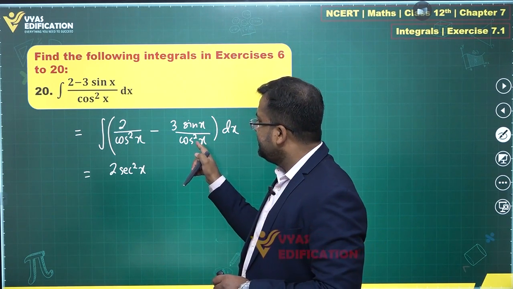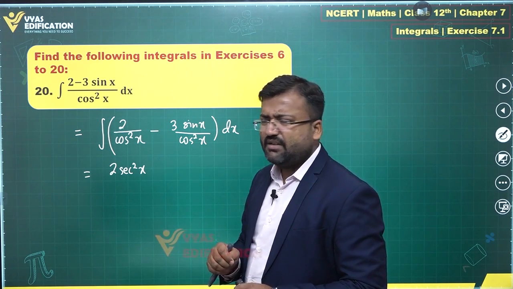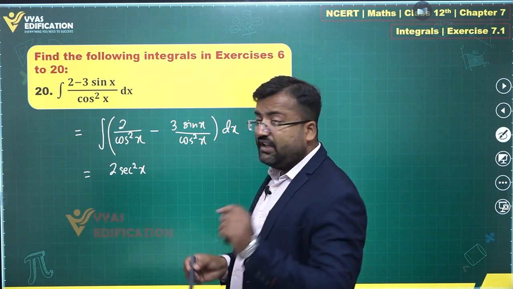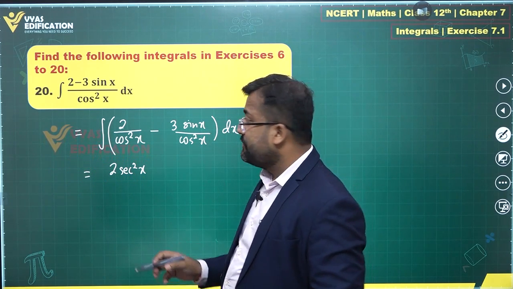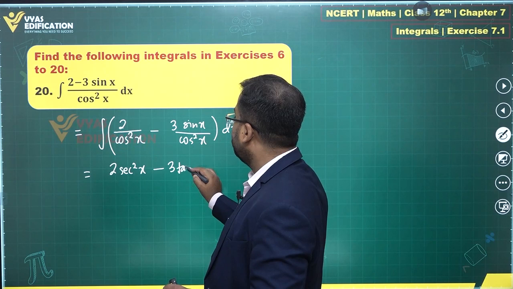But what about sin x upon cos^2 x? Do we know that? No, we don't know that directly. But do you see that one sin x upon one cos x will be tan x, and the other cos x will be converted to sec x? So, this is 3 times.